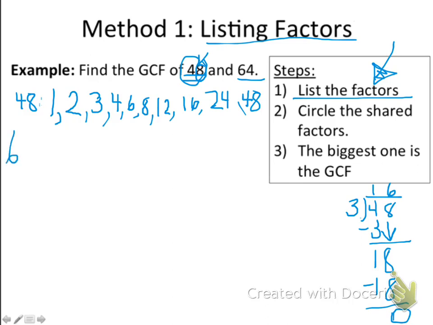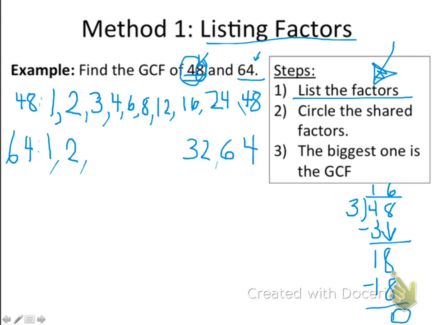Now let's do 64. We always write down 1 because every single number is divisible by 1. And we write 64 as well because 1 times 64 gives 64. Next one, 2. Is the last digit even? Yes. So 64 is divisible by 2. What times 2 gives 64? We can check it on the side if you want, or you can do it in your head. I know it will be 32 times 2 gives 64.